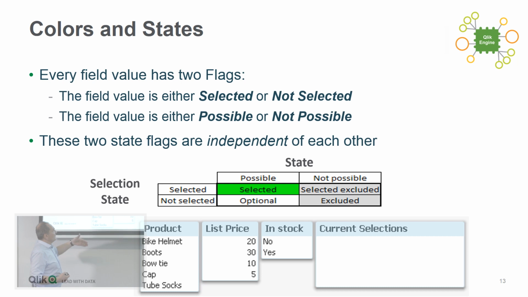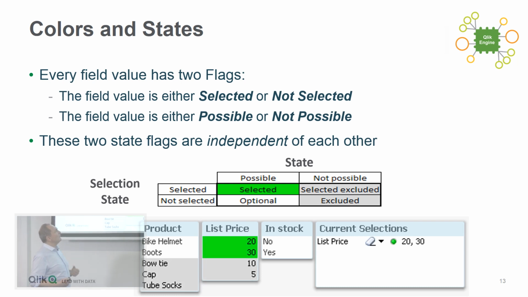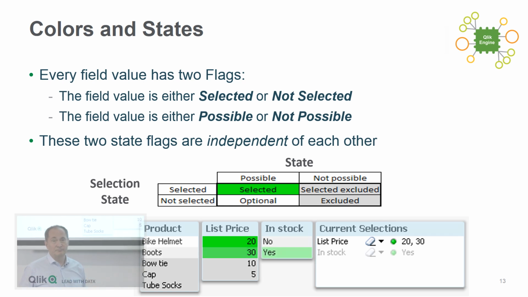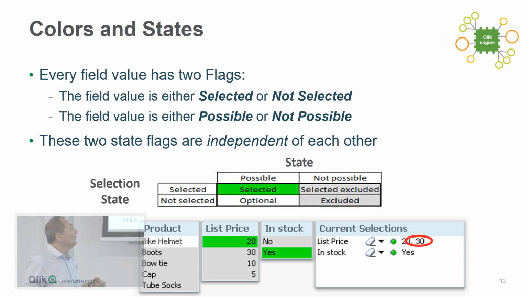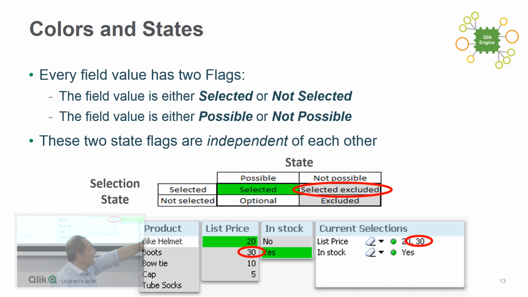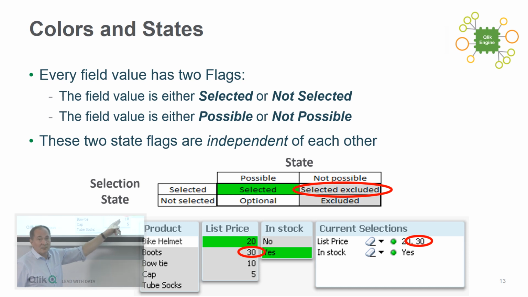You still have your 5 products, and now I say, okay, give me the expensive products. I want those with list price 20 or 30. And in addition, I want the ones that are in stock. So now you can see that just by those 2 clicks, I have selected the bike helmets. Do we have any selected excluded here? Yes, we do. You can see here that the 30 is in fact selected, otherwise it wouldn't be here in the current selections box. And it's gray, so it's excluded.